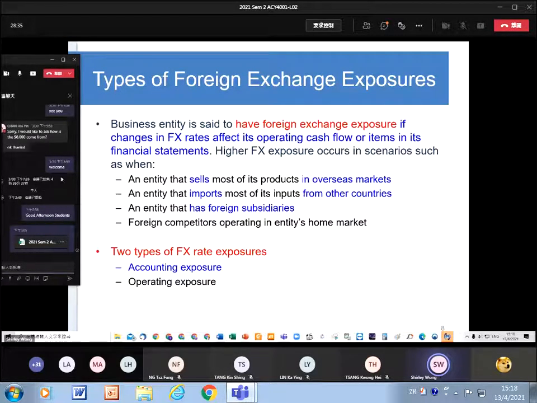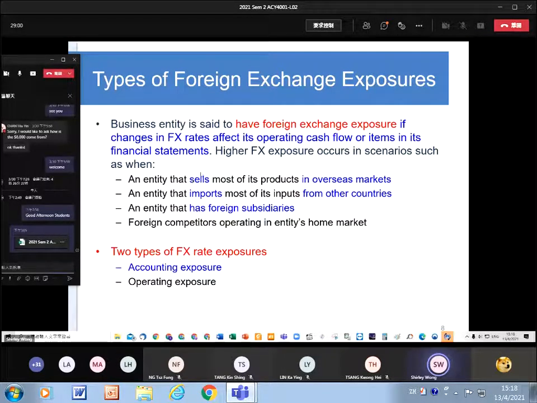Okay, let's continue. So what does foreign exchange exposure mean? When I say that the company has foreign exchange exposure, that means the company's operating cash flow or their financial statement will be affected by changes in the foreign exchange rate. Why does the foreign exchange rate change have an effect on their cash flow and also on their financial statement?